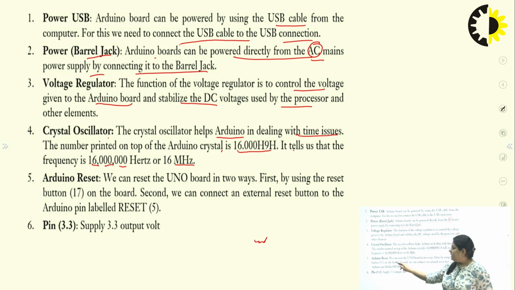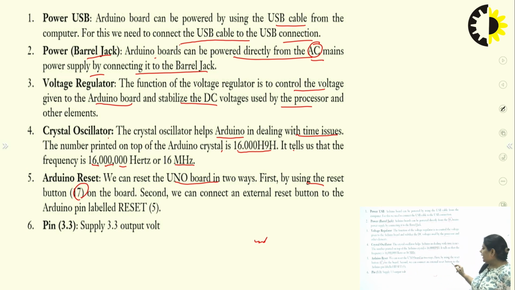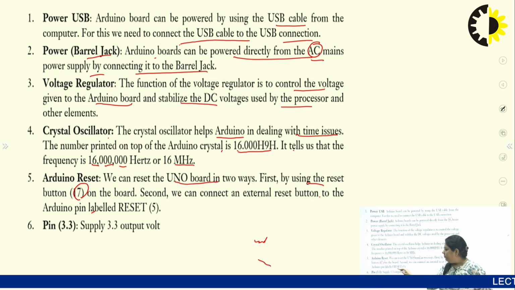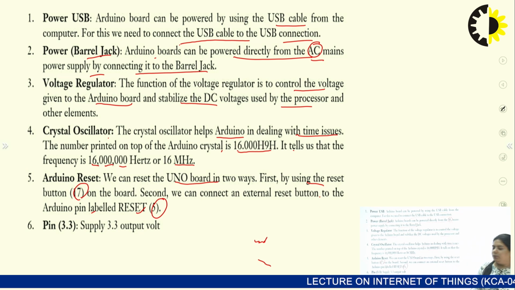Then the Arduino reset. We can reset the UNO board in two ways. First, by using the reset button, that is number 17 on the board, and we can also use an external reset button using the Arduino pin labeled reset 5. So number 5 and number 17 can be used to reset all the functionalities of this Arduino UNO board.